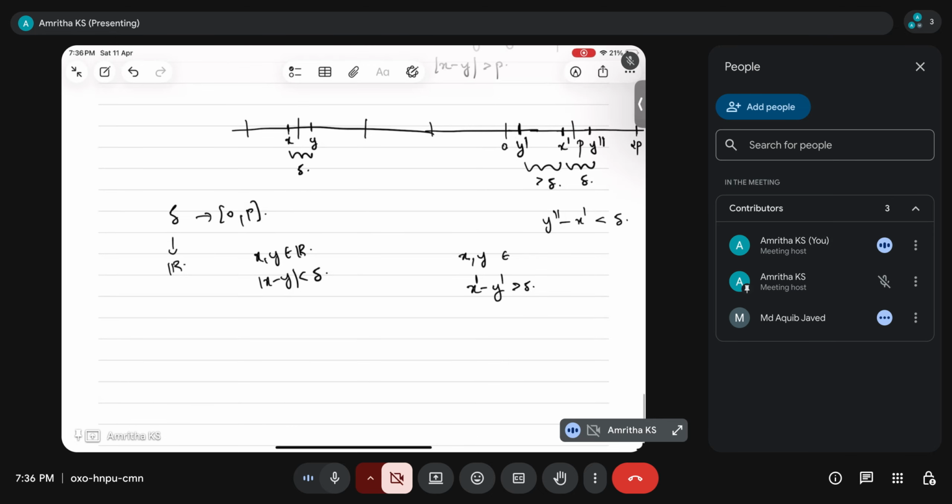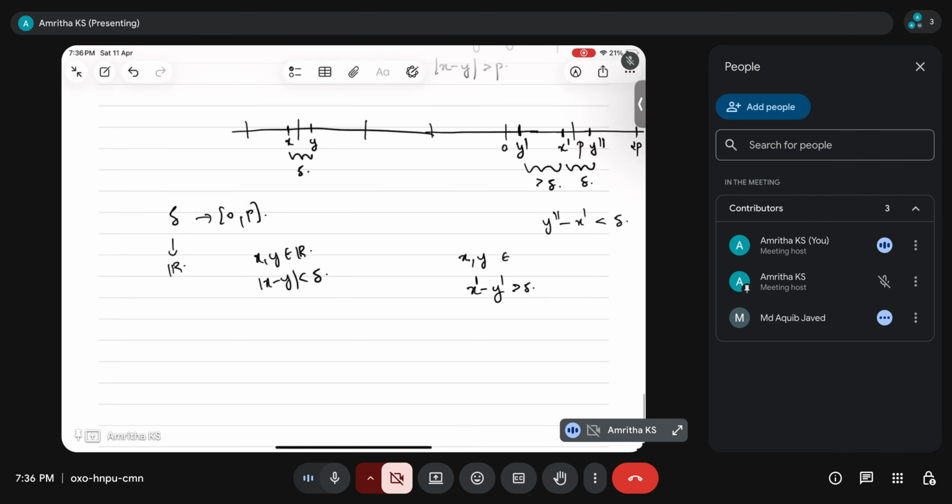But in that case, you take y double dash to be y dash plus p. Then you will get y double dash minus x dash to be less than delta. But then you should apply uniform continuity, you should take delta. But how is it so? Y dash minus x dash less than delta. You can see y double dash minus x dash, right?